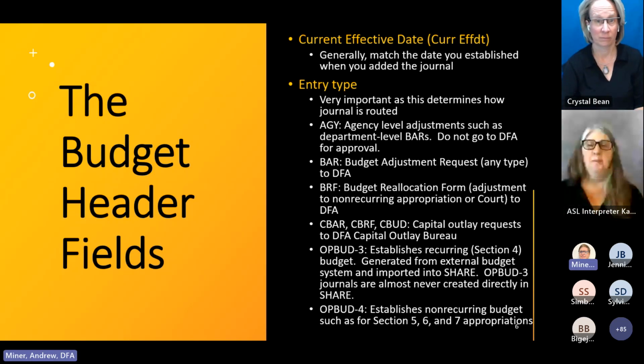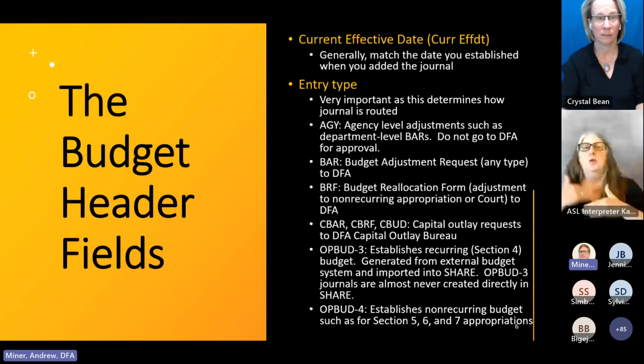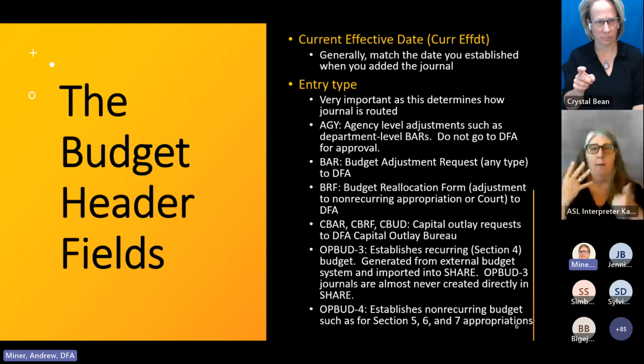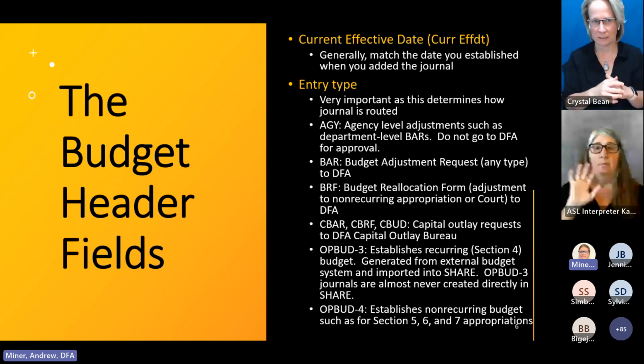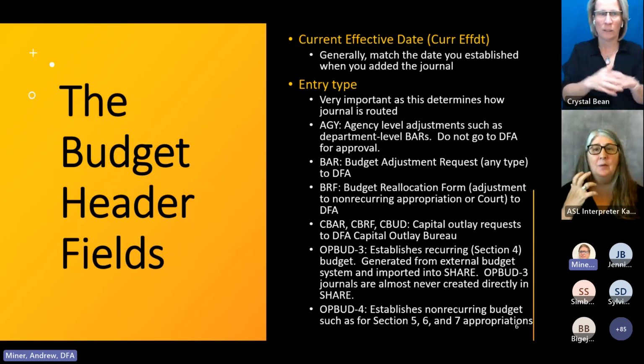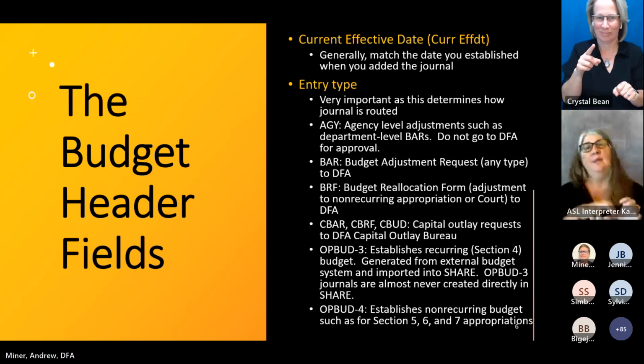So next then are OPUD 4s. And like we talked about yesterday, that's what you use to establish a non-recurring appropriation, such as for sections 5, 6, and 7 appropriations in House Bill 2, or for the junior bill, all those appropriations.